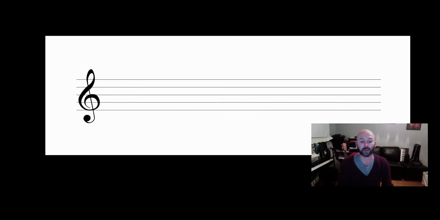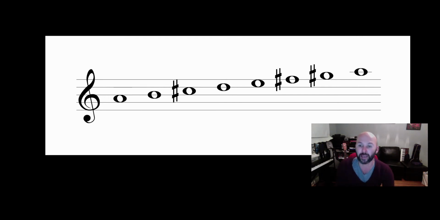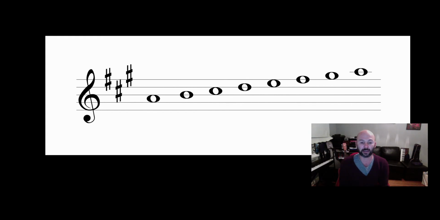So let's have a look at a sharp example. In the key of A major, there are three sharps. Here we can see them, C sharp, F sharp, and G sharp. Again, we just push all those to the start of the stave, which lets the reader know that they're the notes that are sharpened in this piece of music.